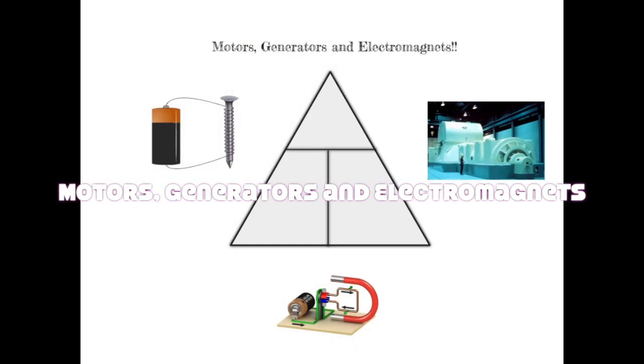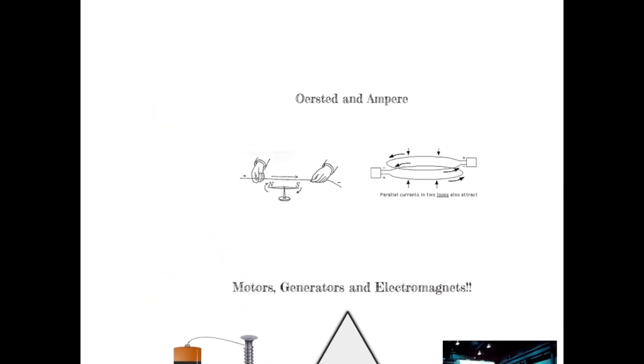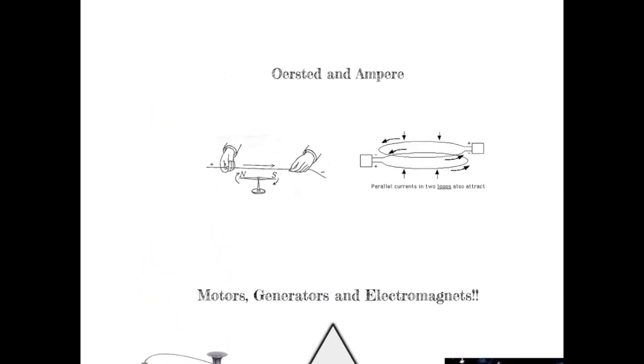Hi, so today we're going to talk about motors, generators, and electromagnets. In order to do so, we're going to have to go back and take a look at both Oersted and Ampere. Alright, so if we take a look at Oersted and Ampere, we can see their experiment right here. So this experiment on this side was done by Oersted, and what he was doing was he was preparing both an electricity and a magnetic demonstration.